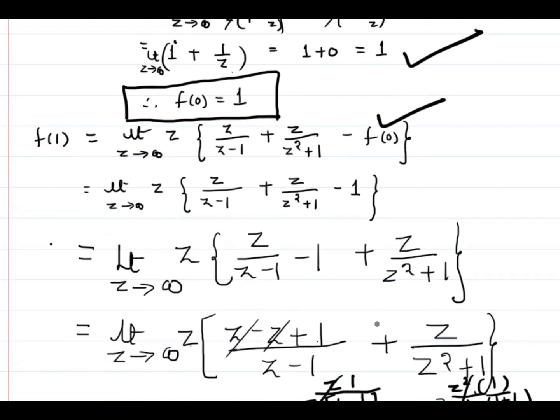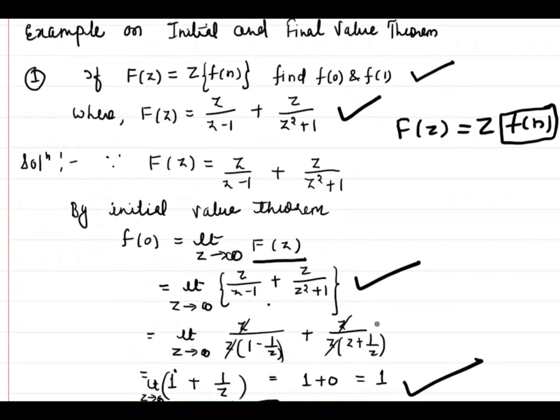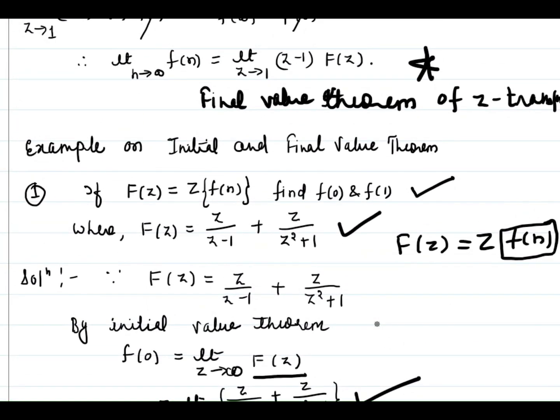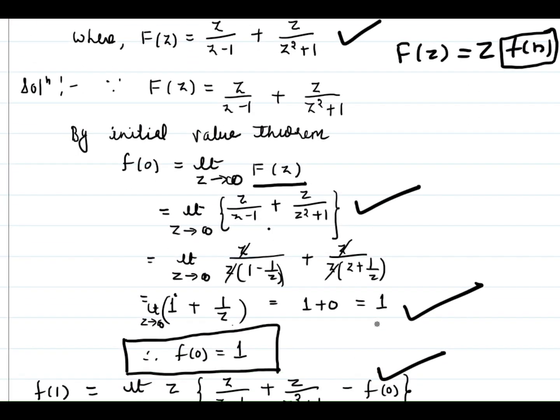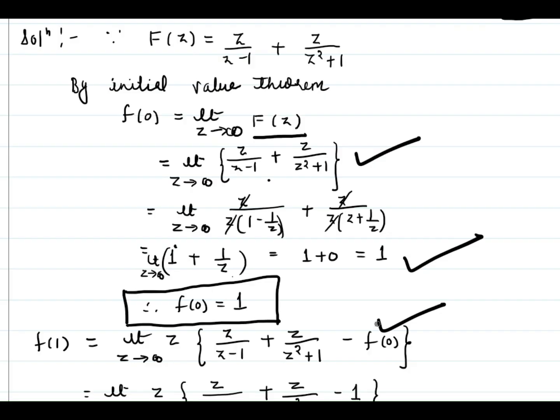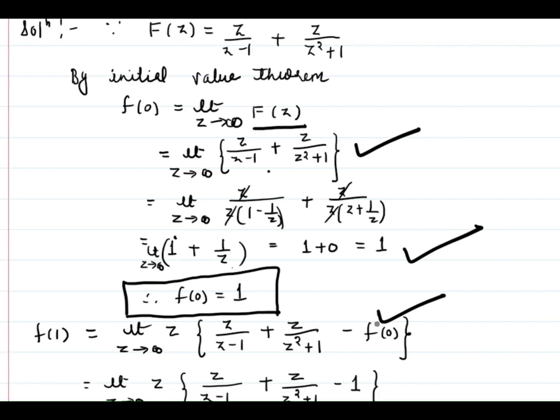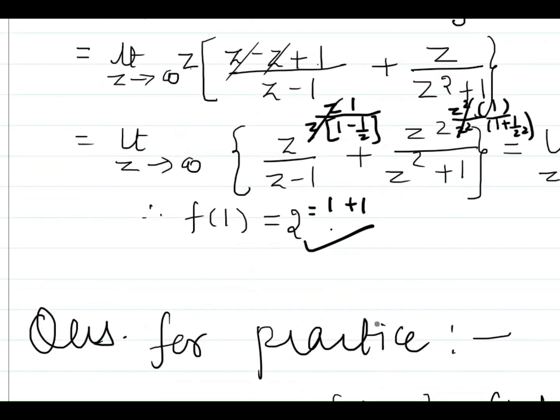So in this way, by using the initial value theorem and final value theorem, we can find any value for the Z transform, any function value. We can find any limit, any value using this concept, initial value theorem and final value theorem. So if we have the Z transform of any function, we can find its initial value very easily.